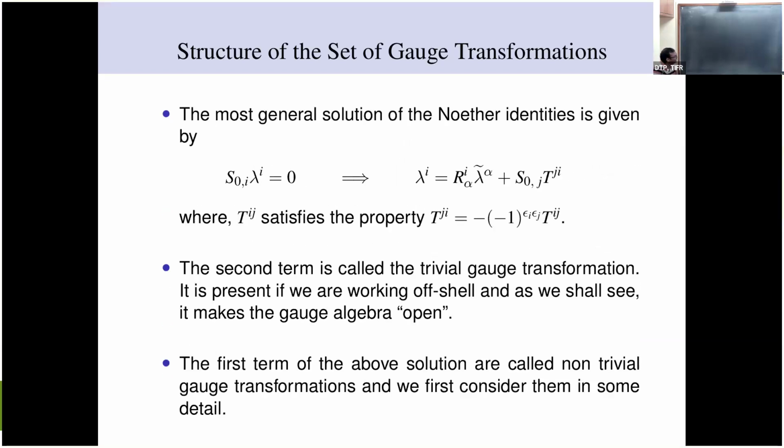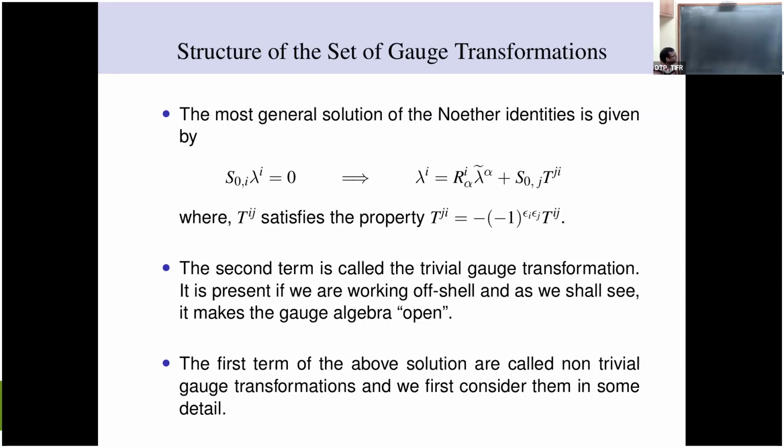This term is proportional to S0,J, which is proportional to the equation of motion, and then some quantity T^JI which satisfies this property. If you just put it here, it will clearly satisfy it, just because it's antisymmetric. So that's the most general solution: S0,I and S0,J contracted. So they will have the opposite. I see.